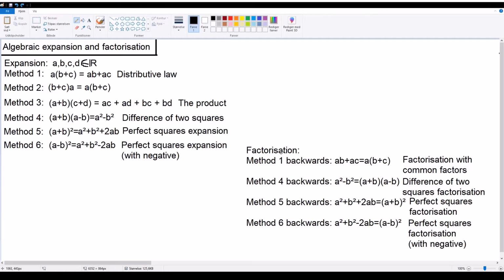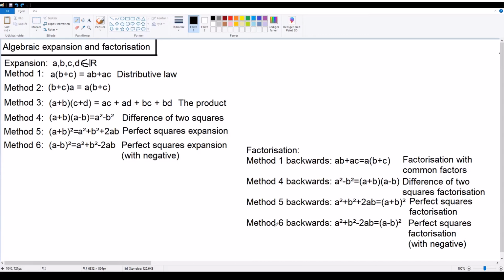Now for factorization over here, you have method 1 backwards, which is basically looking for a common factor between the two different parts of this equation, and then you simplify them by putting them into a bracket multiplied by the common factor. Next, you have method 4 backwards, which is the difference of two squares factorization. What you're doing here is you're essentially splitting up these square roots into A times A and negative B times positive B, and you put them back into the brackets they came from.